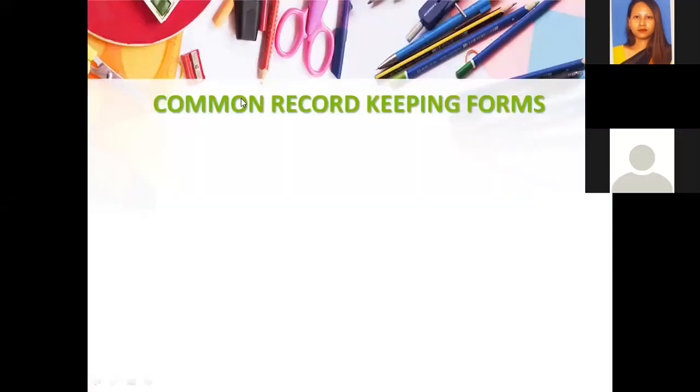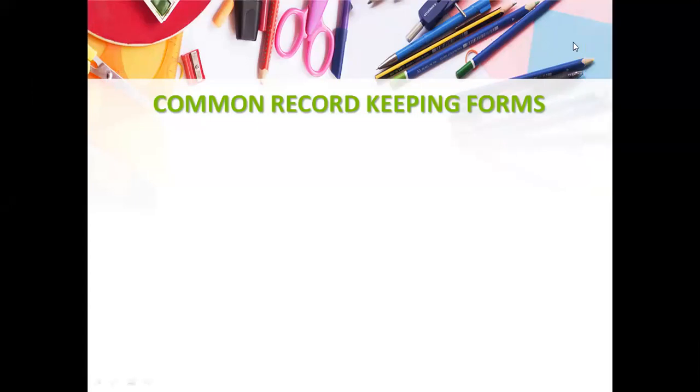Okay, so when we say common record keeping forms, it means those methods or ways how we do the recording. These are the different forms. Even in a hospital, we have so many different forms that we maintain. For example, when the patient comes for admission, you must have seen the nursing initial assessment. That is also one form.